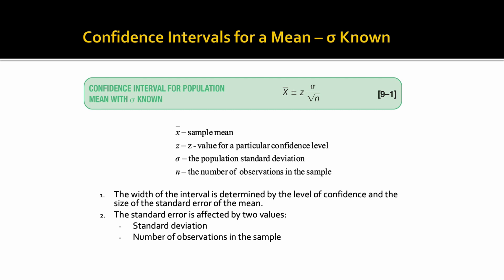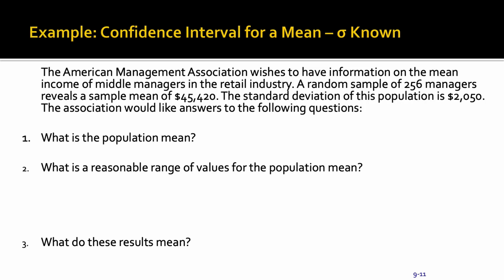All right, let's look at an example. Confidence interval for the mean. It says here sigma known, which means we know the true population standard deviation in this case. The question asks: the American Management Association wishes to have information on the mean income of middle managers in the retail industry. A random sample of 256 managers reveals a sample mean of 45,420. The standard deviation of this population is 2,050. The association would like answers to the following questions.